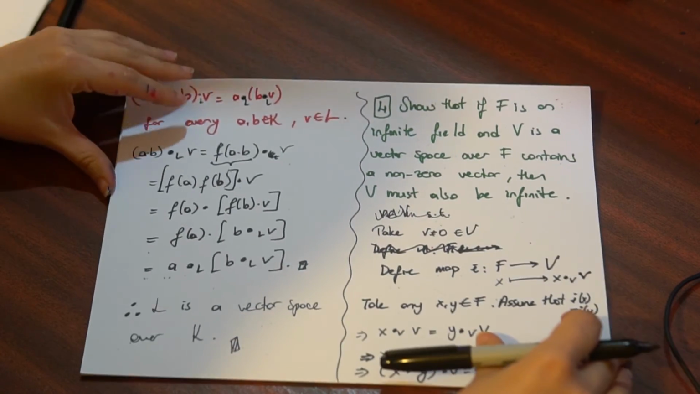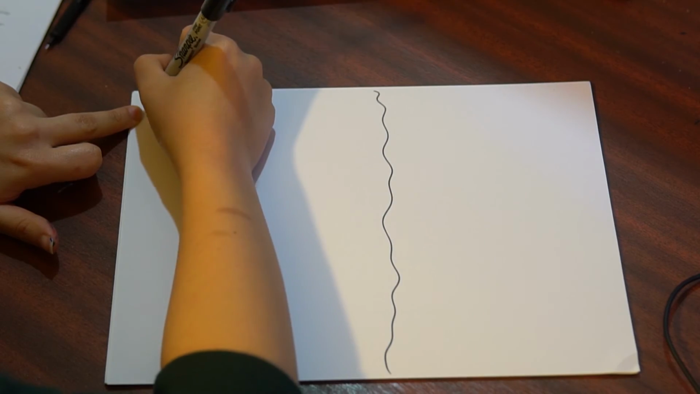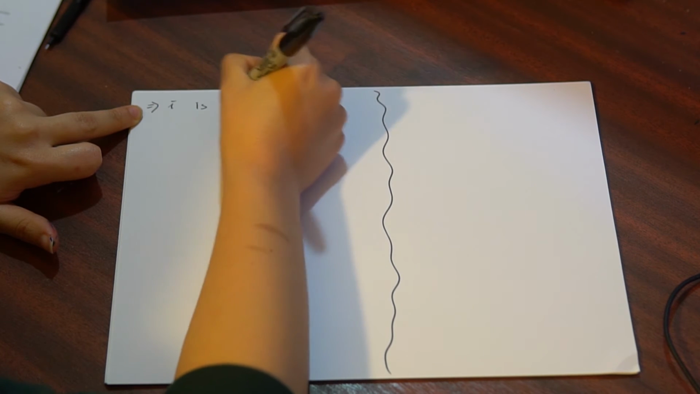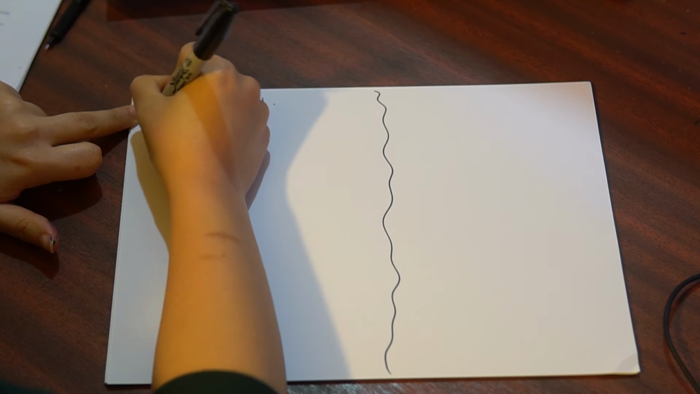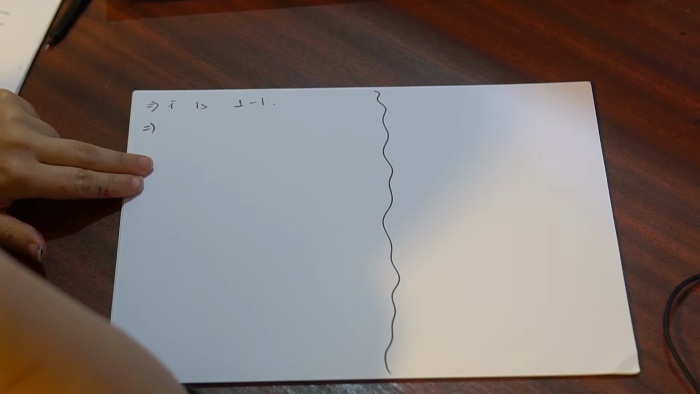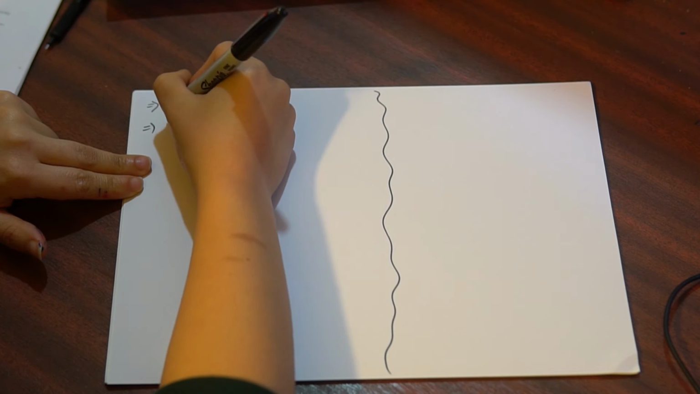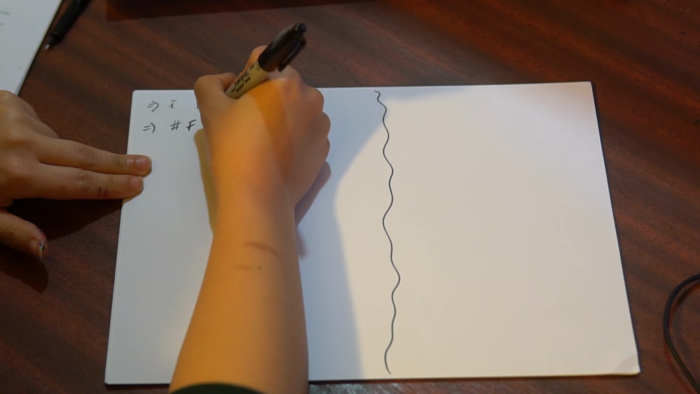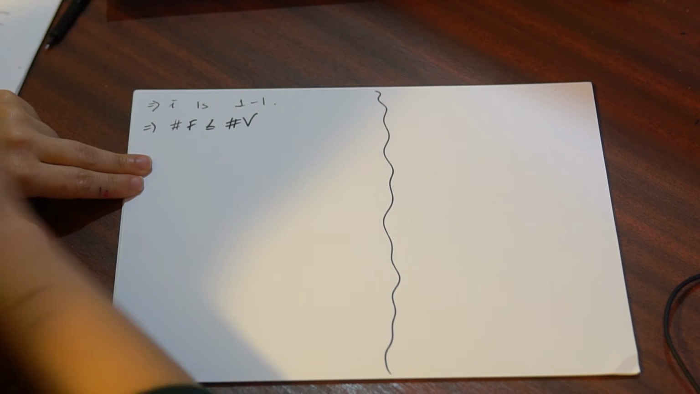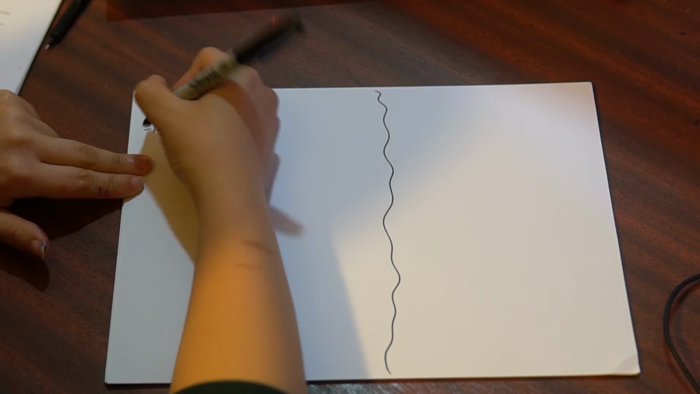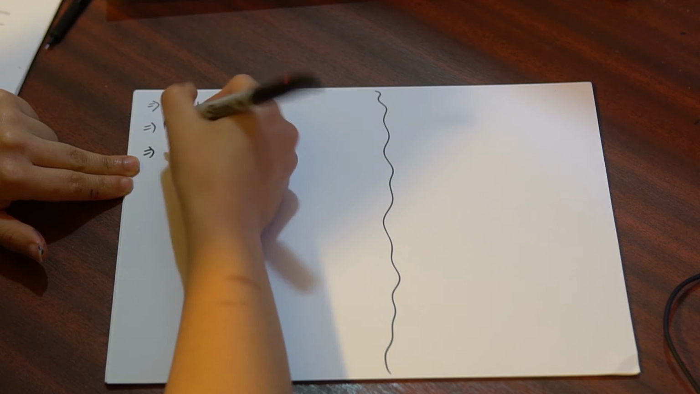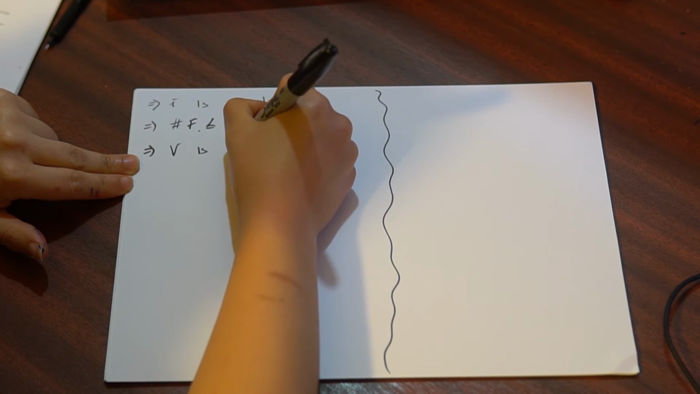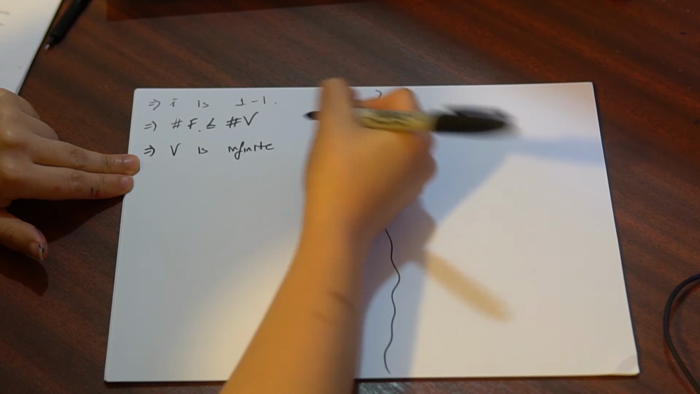So this implies that I is one to one. So from here you can deduce that the number of points inside of F is less than or equal to the number of points inside of V. So since F is infinite, V is infinite.